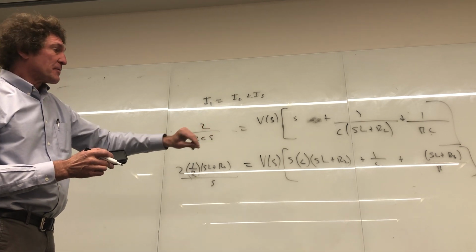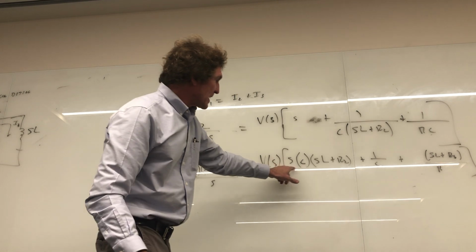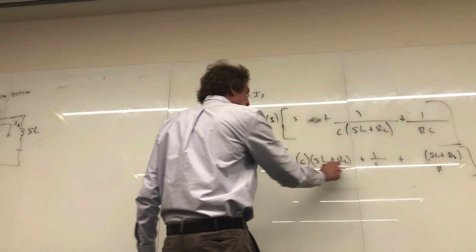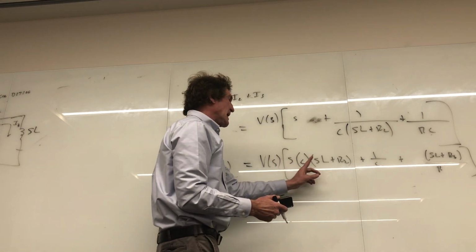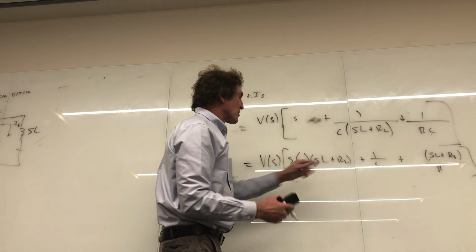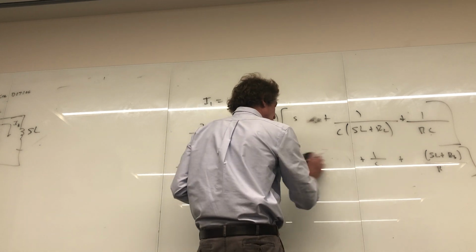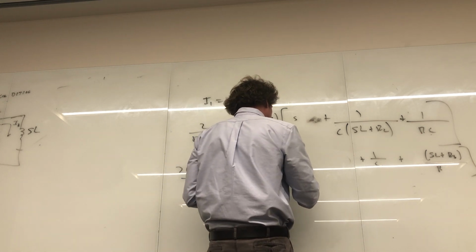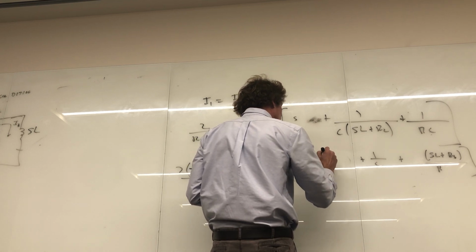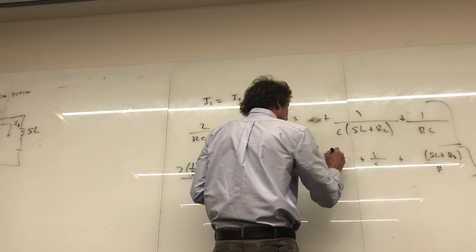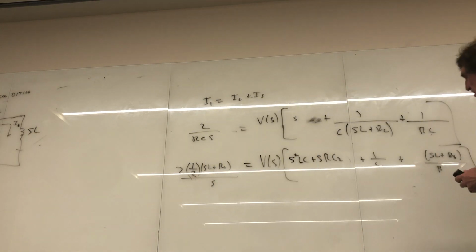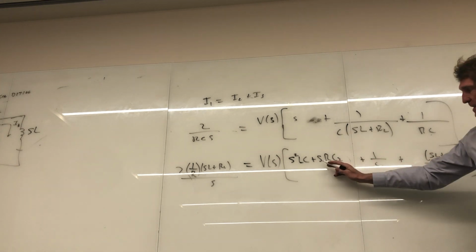That's what I want, and I'm going to divide through by that. Now, if you look here, I've got S times S, that's S squared, right? When I take a look at this term right here, this could be replaced by S squared LC plus S times RC2.